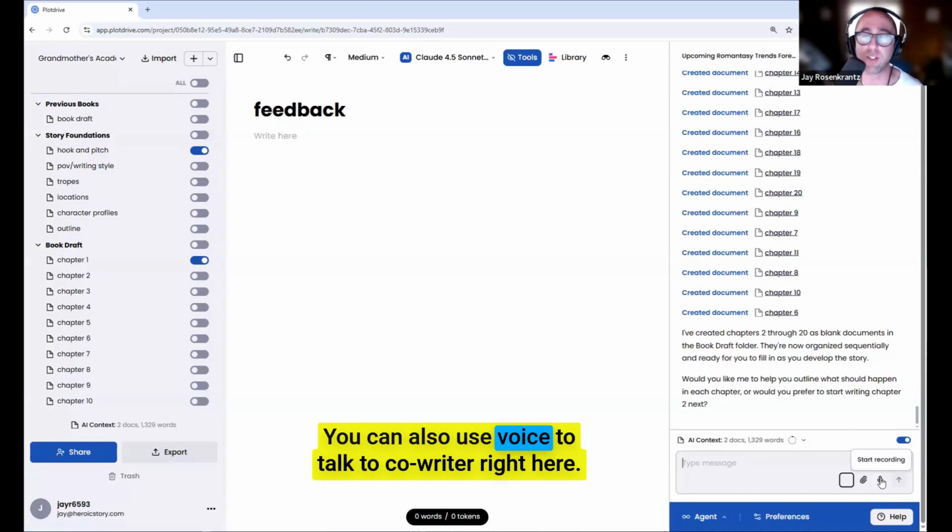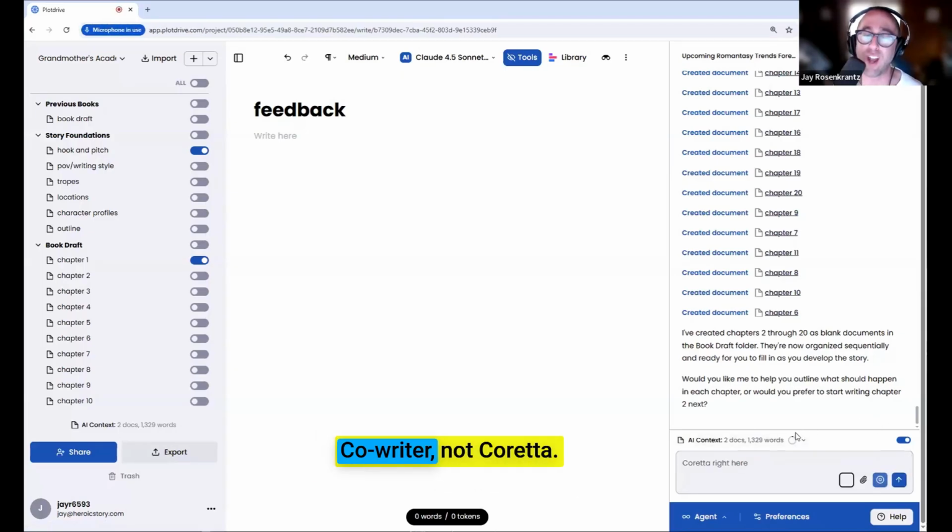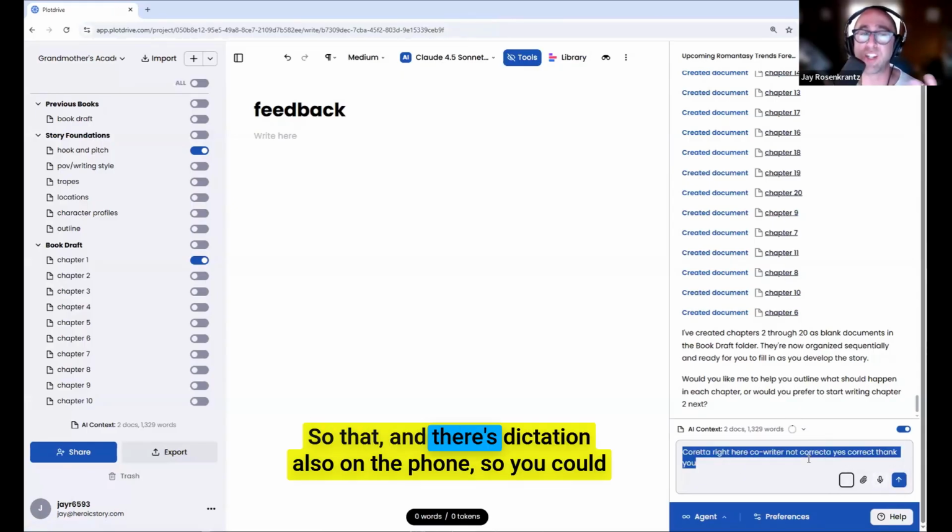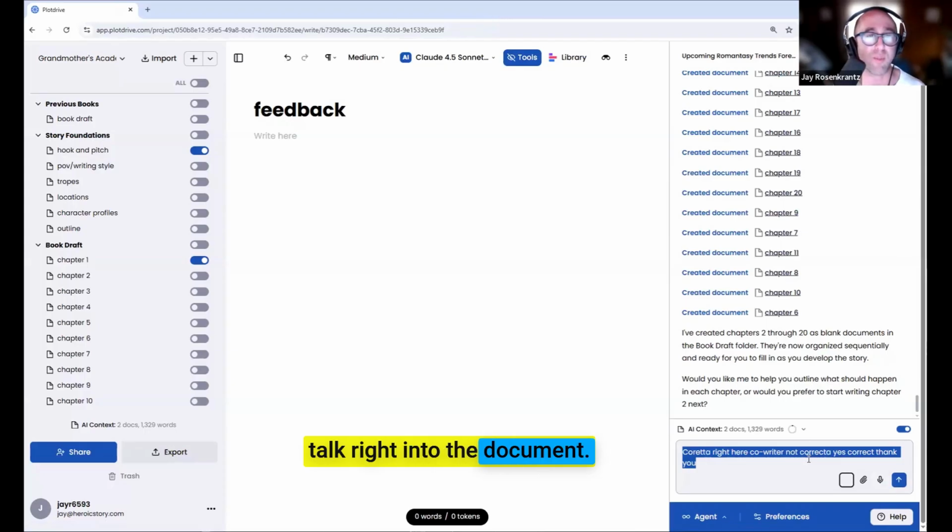You can also use voice to talk to Co-writer right here. Co-writer, not Coretta. Yes, correct. Thank you. And there's dictation also on the phone, so you can talk right into the document.